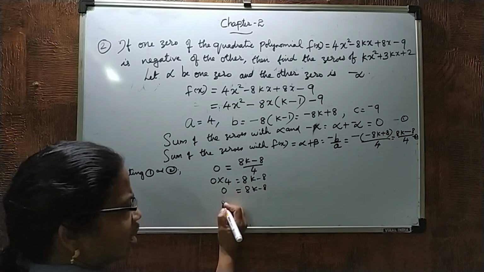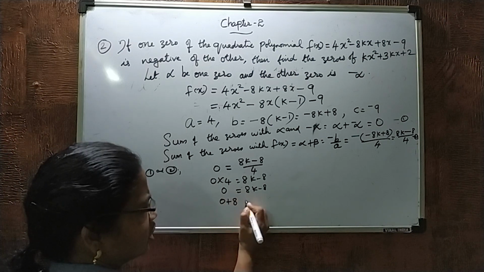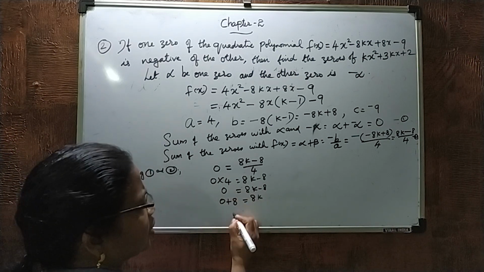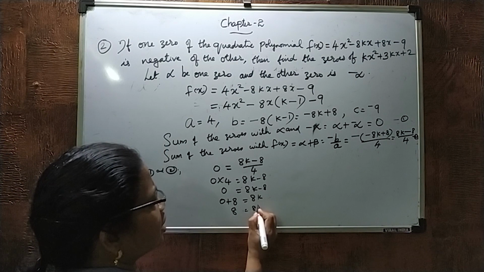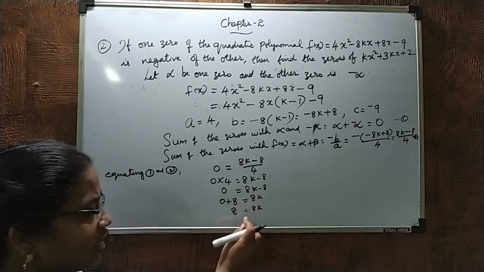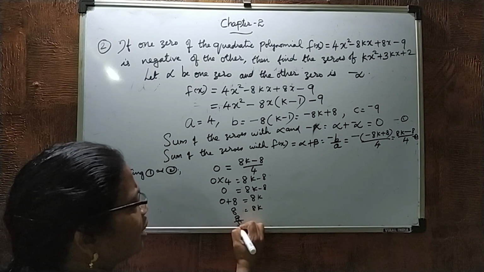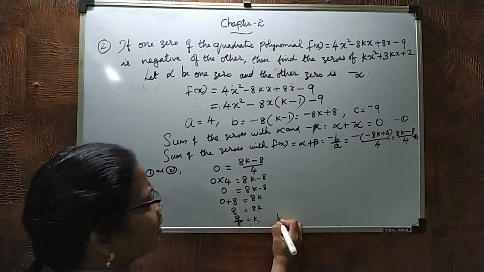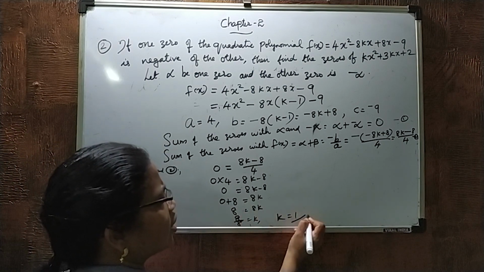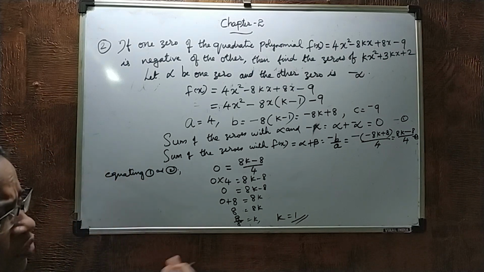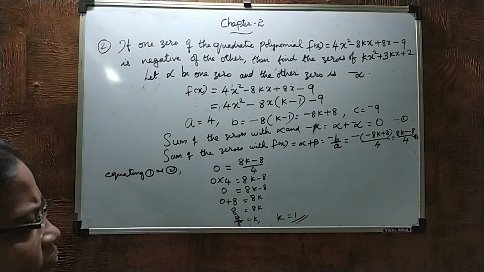Here the subtraction comes to the other side as addition: 8 is equal to 8k. That means 8 is equal to 8k. And what about k? This multiplication comes to the other side as division, so 8 by 8 is equal to k. That means k is equal to 1. Now we find that k is equal to 1.